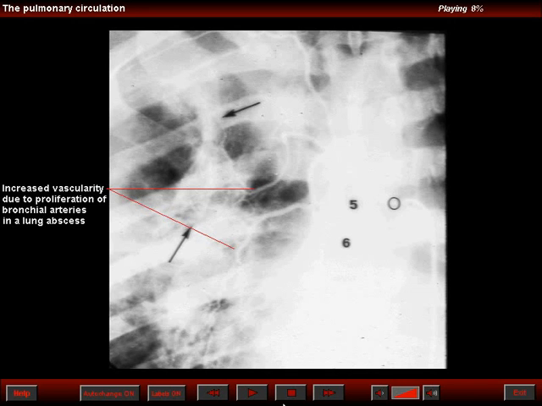This is a patient who had cavitary changes in the right lung due to a pulmonary abscess. Note in the wall of the abscess increase in the bronchial arterial supply.